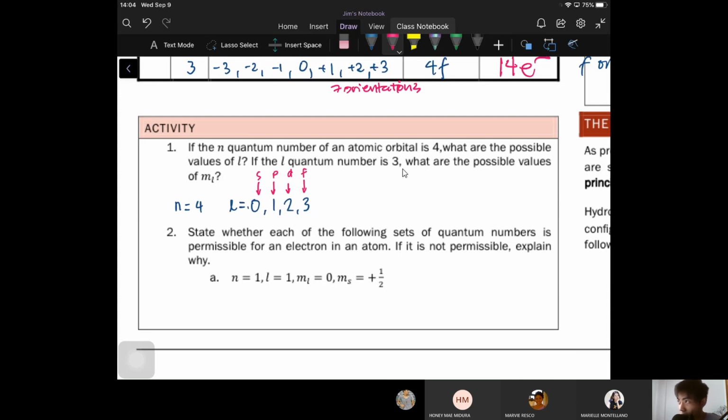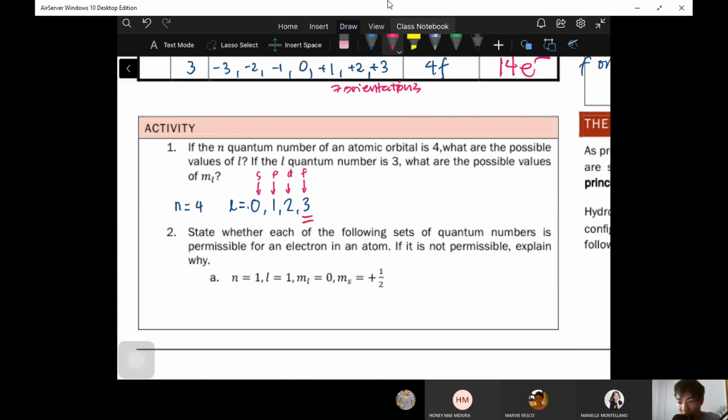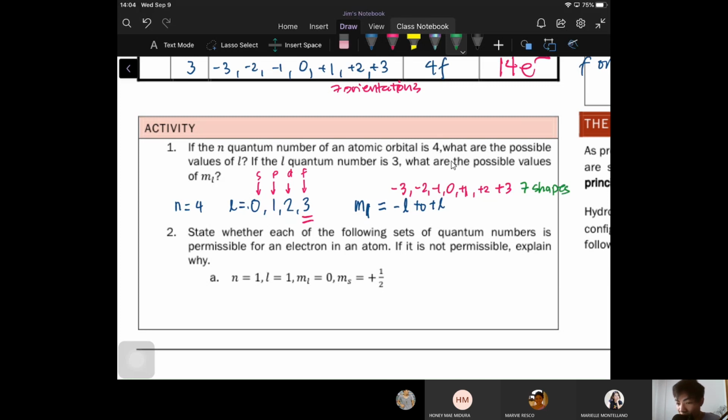If the L is equal to 3, what are the possible values of ML? Negative L to positive L. So, since 3 yung ating L, we can have values from negative 3 to positive 3. So, negative 3, negative 2, negative 1, 0, positive 1, positive 2, positive 3. So that can correspond to 7 shapes. 7 shapes for the F orbital.